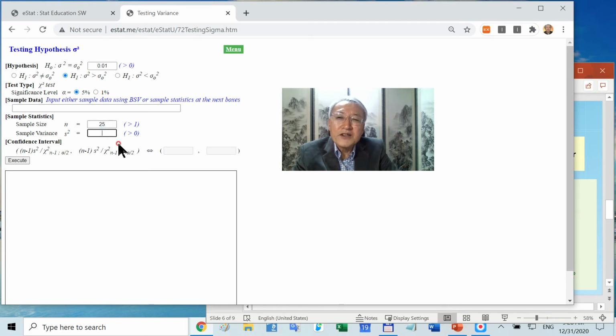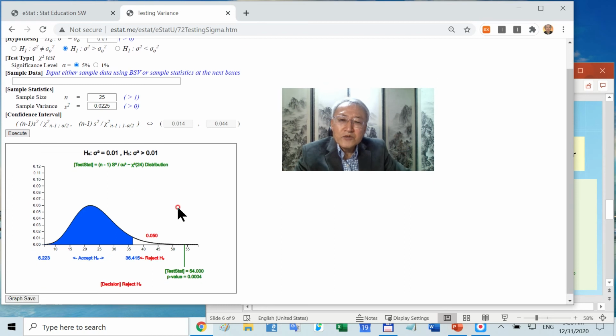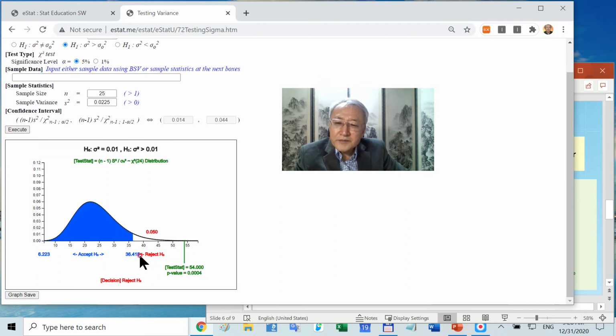What is the sample variance? It's 0.15 squared, that is 0.0225. Clicking the execute button will generate this output. This is the critical value, 36.415. But your test statistic will look like this number, 54. Therefore, it is located in the far right tail corner. Therefore, you have to reject that.